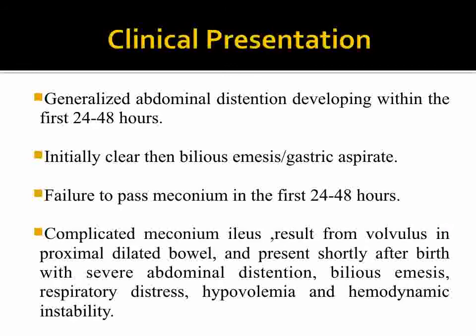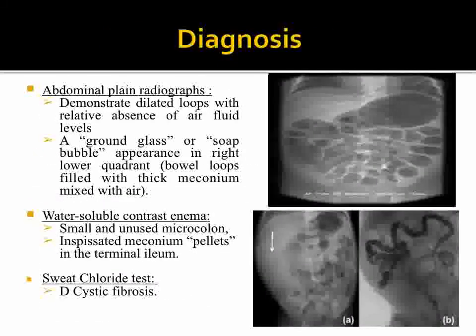So, complicated meconium ileus results from volvulus in the proximal dilated bowel and presents shortly after birth with severe abdominal distension, bilious vomiting, respiratory distress, hypovolemia, and hemodynamic instability. Okay? If we suspect meconium ileus, we will do a plain X-ray.